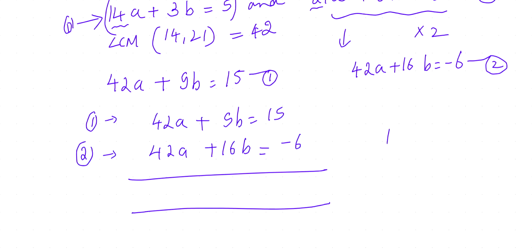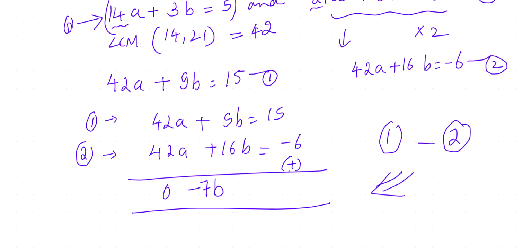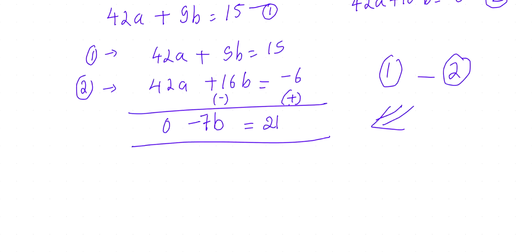So what will I get? 42 minus 42 is 0. Plus 9 minus 16 is minus 7, so minus 7b. 15, and this will become positive. Minus of minus, because signs will change while subtracting, isn't it? 15 plus 6 is plus 21. So what will it be? B will be 21 upon minus 7, or b is negative 3.